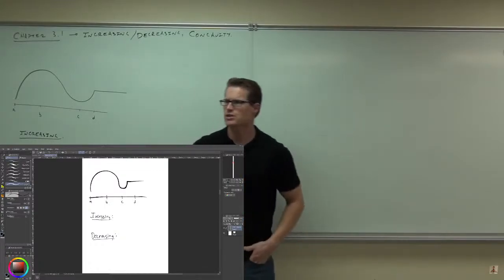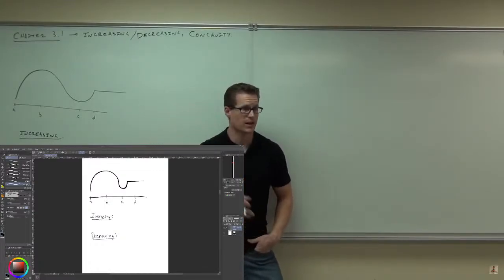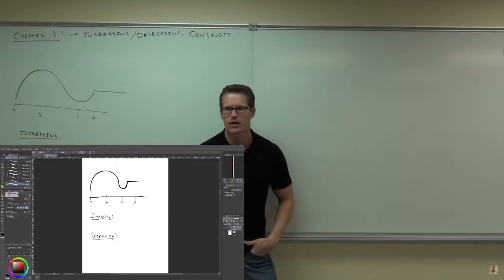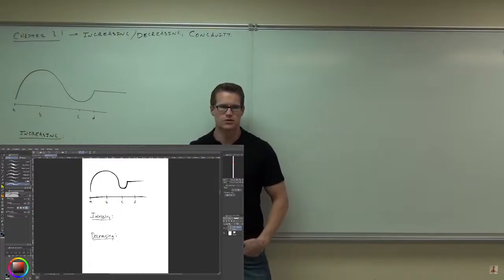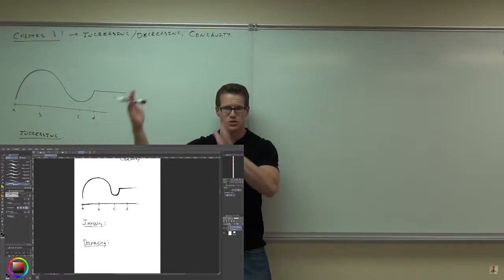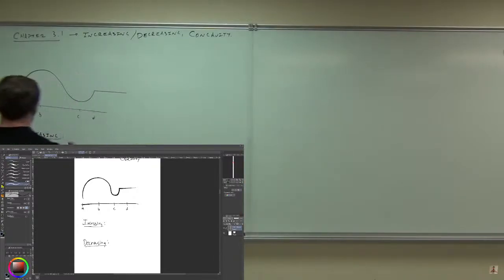Increasing means going up, decreasing means going down as we're going from left to right. We read our graphs left to right. So can you give me an interval on which this function is increasing? Certainly, from A to B. Do you see how from A to B we're rising? The function is climbing from A to B. We're going to use open intervals because at B something special happens. At B it's no longer increasing. We'll talk about that later.